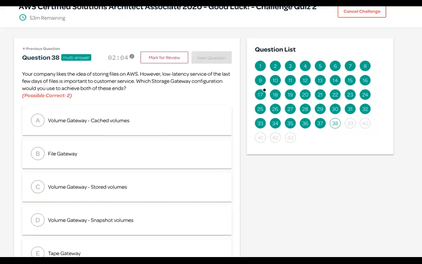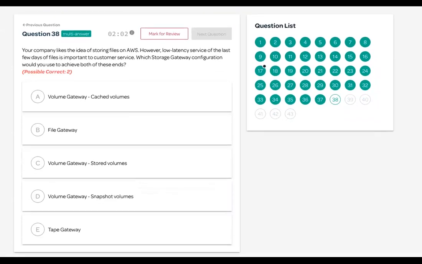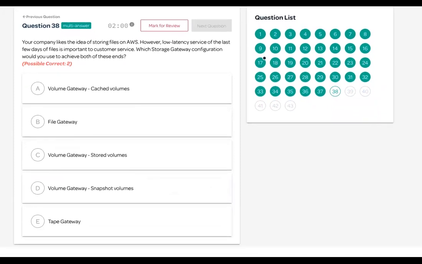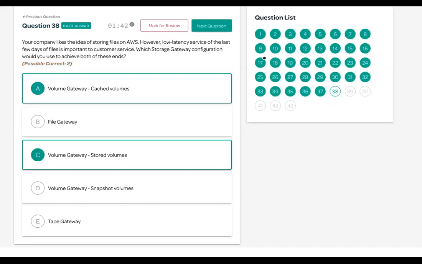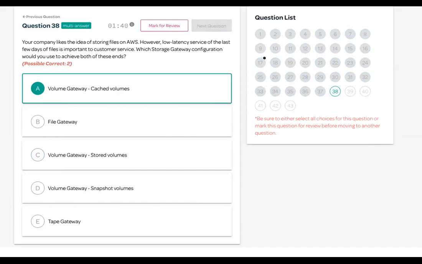Your company likes the idea of storing the files on AWS. However, low latency service of the last few days of the files is important to customer service. Which storage configuration would you choose to meet both these ends? So you will go with cached volumes, which give low latency service for the last few days of the files.